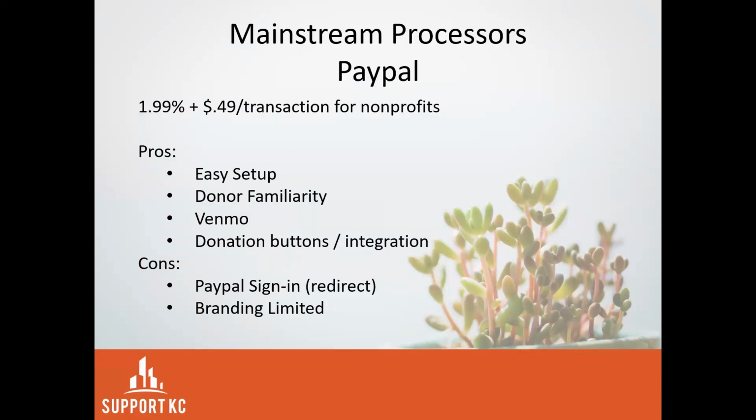So starting with the mainstream payment processors, PayPal, you know it. It's a solid choice with a competitive transaction fee rate, 1.9% plus 49 cents per transaction. That's for nonprofits. Because PayPal can be linked to users' bank accounts as well as credit cards, both ACH and credit card transactions are native. PayPal also owns Venmo now, so they've got quite a lot of payment options. It's the old standard from the internet's earliest days. Most people already have PayPal accounts.